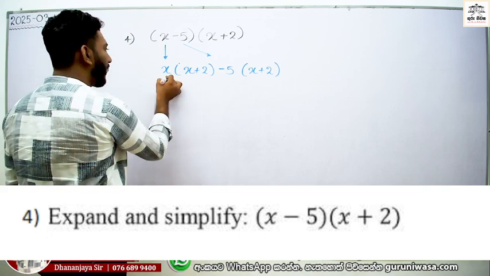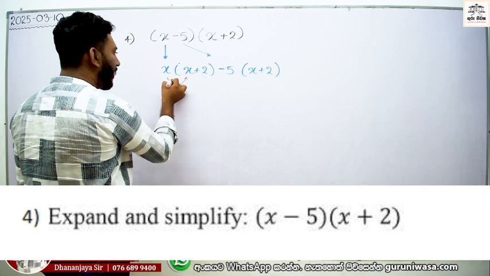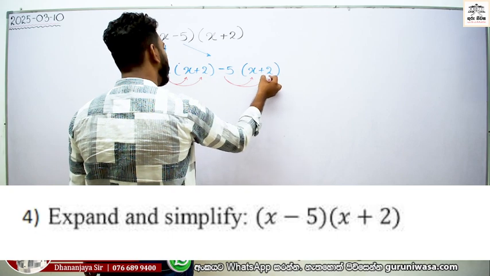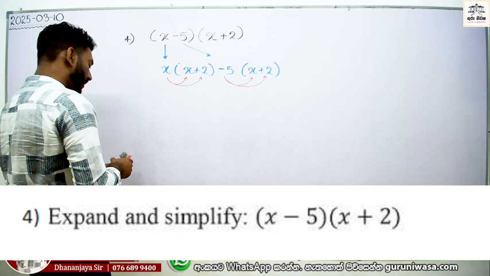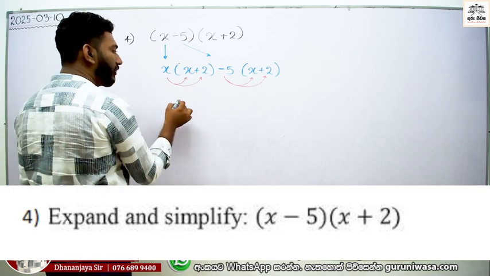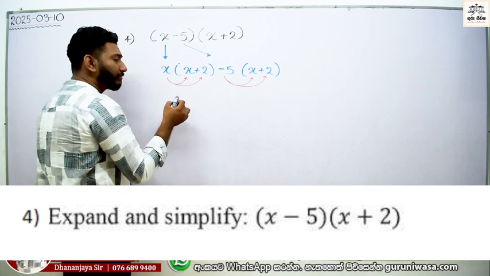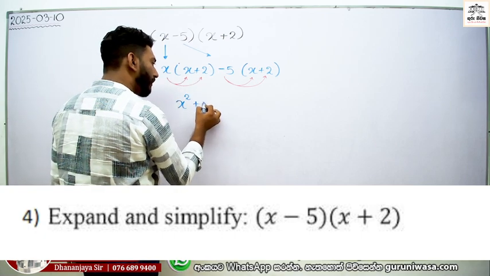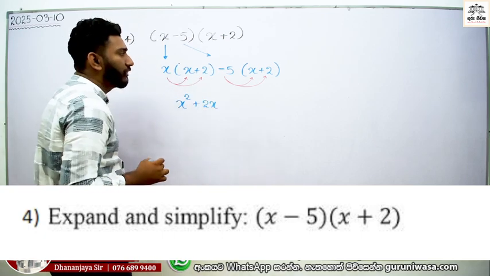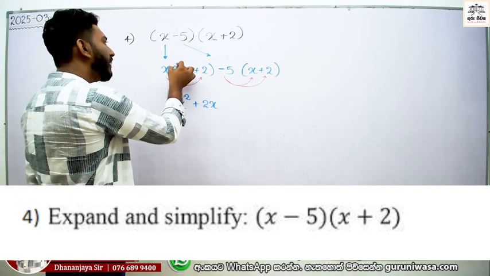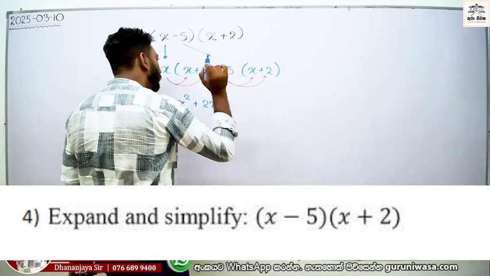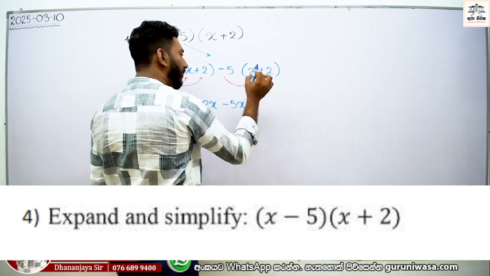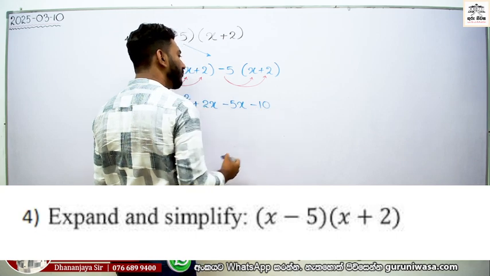Now you can multiply like this. x into x, x into 2, minus 5 into x, and minus 5 into 2. Right. And you know the theory. x into x becomes x to the power of 2. And x into plus 2 becomes plus 2x. And that's expanded the first bracket. And second one becomes minus 5 into x is minus 5x. And minus into plus becomes minus 5 into 2 is minus 10.